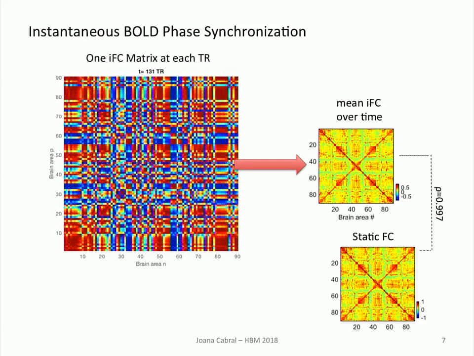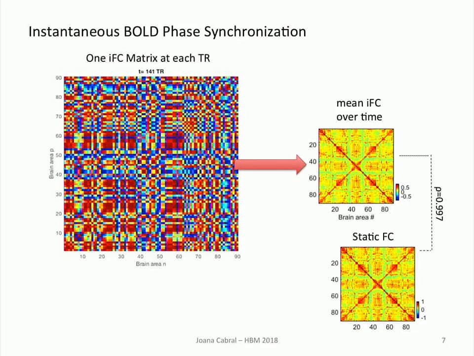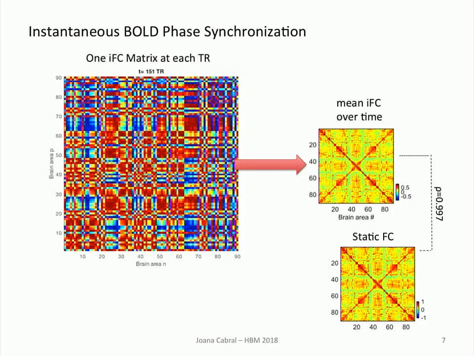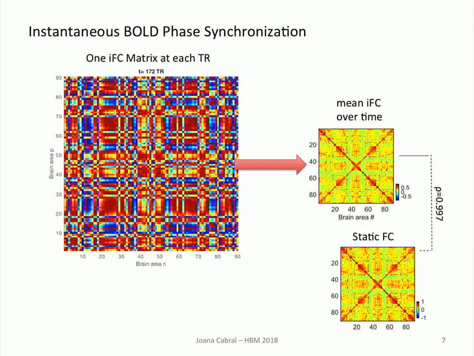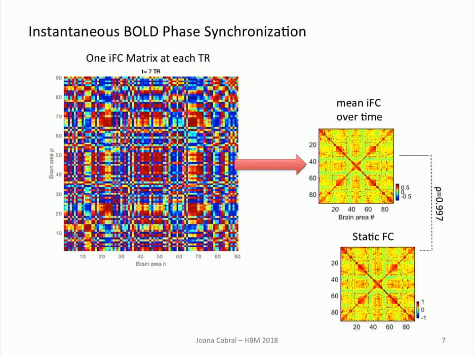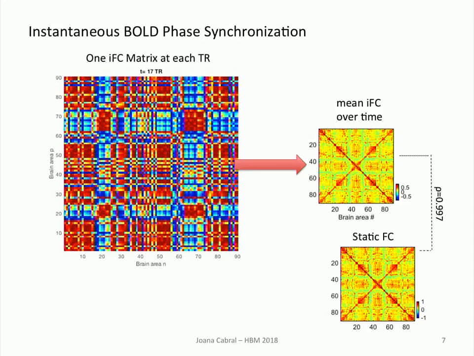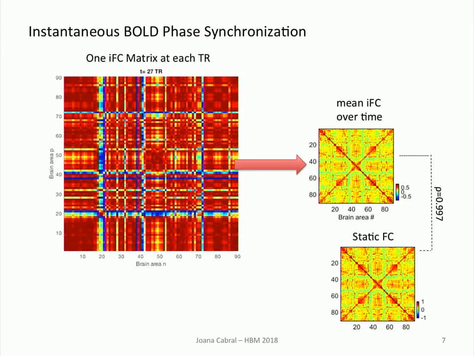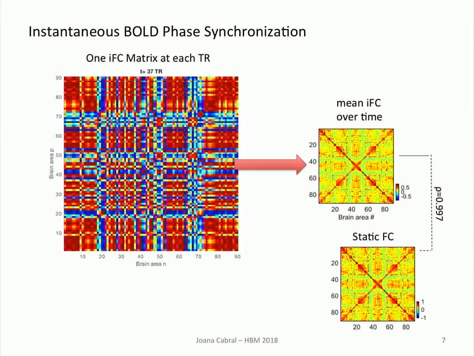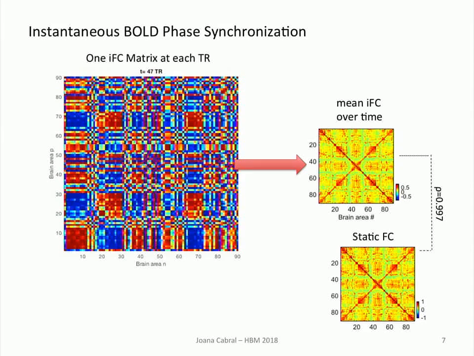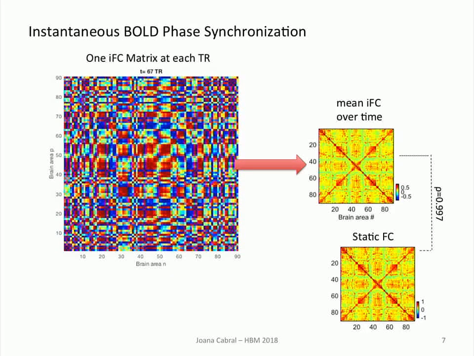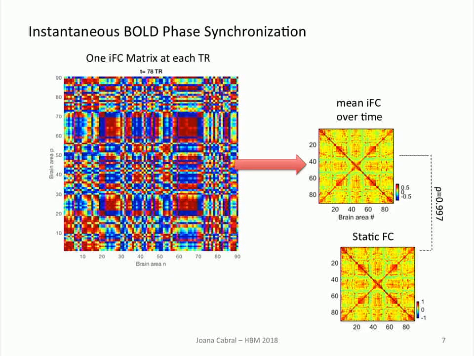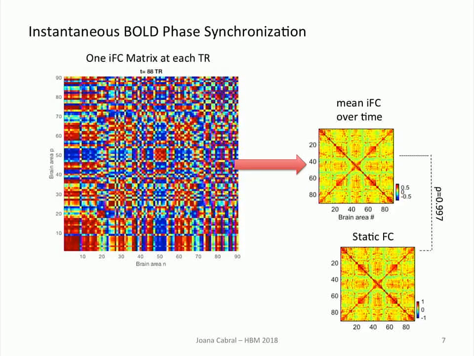Anyway, for a proof of concept, I just do the mean. I collapse over time all these matrices, and it correlates above 99% with the static FC, the correlation matrix of the BOLD signals. So in a way, we are talking about the same thing. Doing the Hilbert phase and the phase synchrony gives us the static FC in the end, but it allows us to extend this over time, to look at the temporal dimension of the matrix.